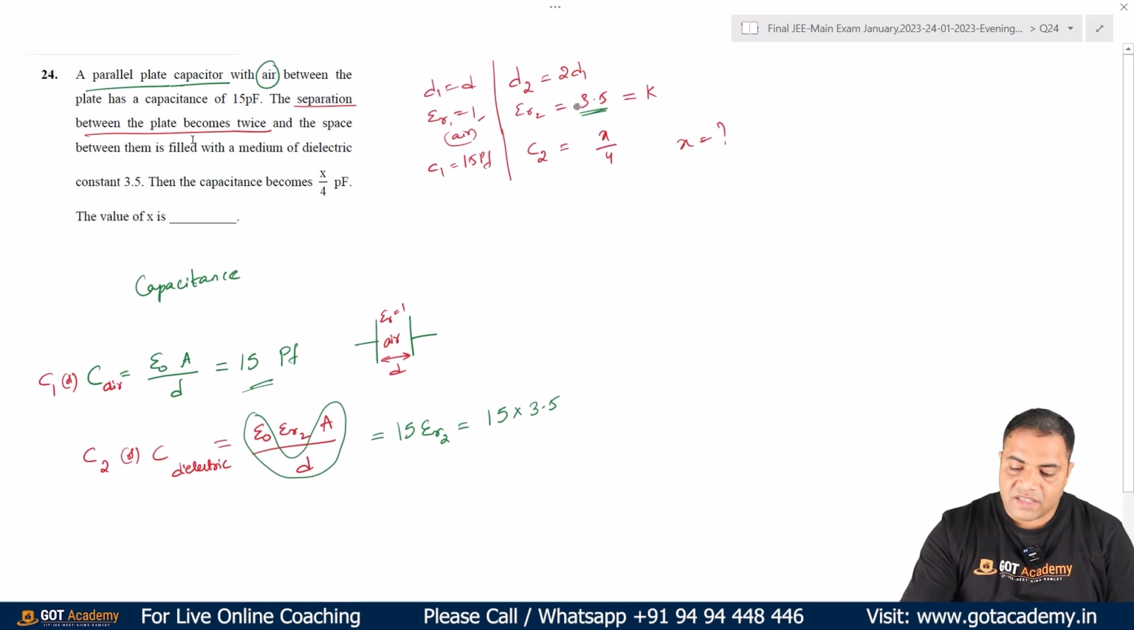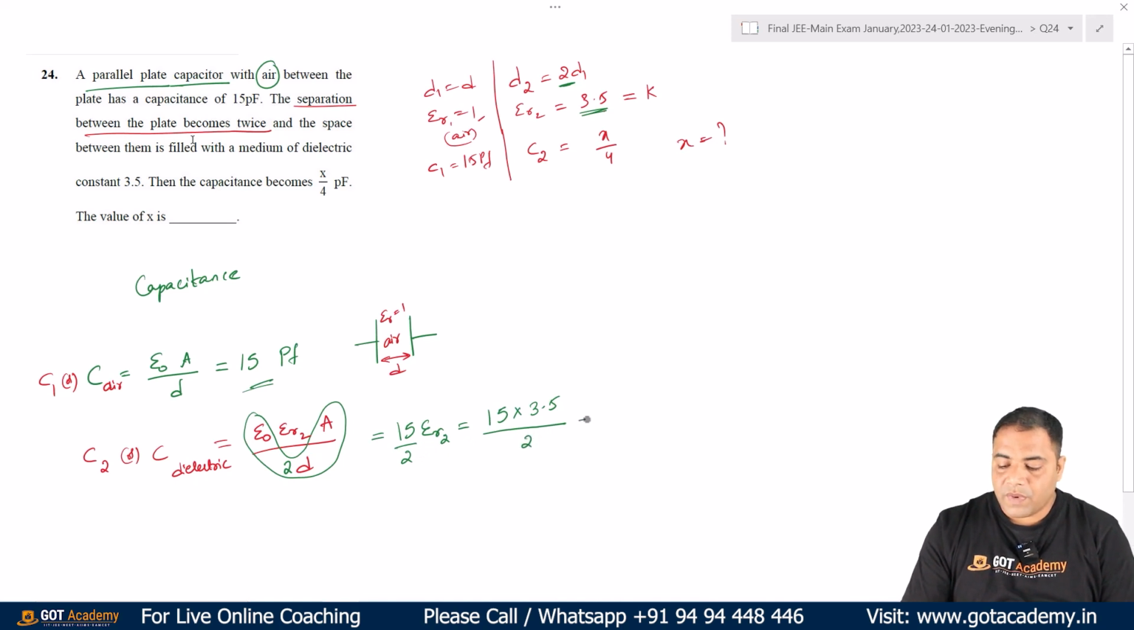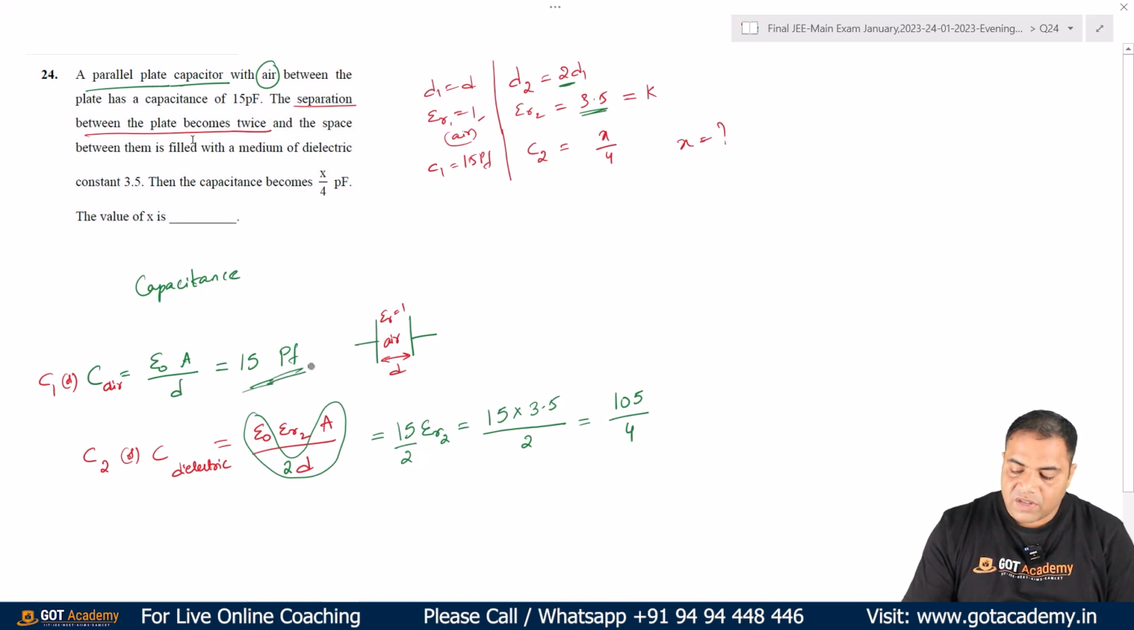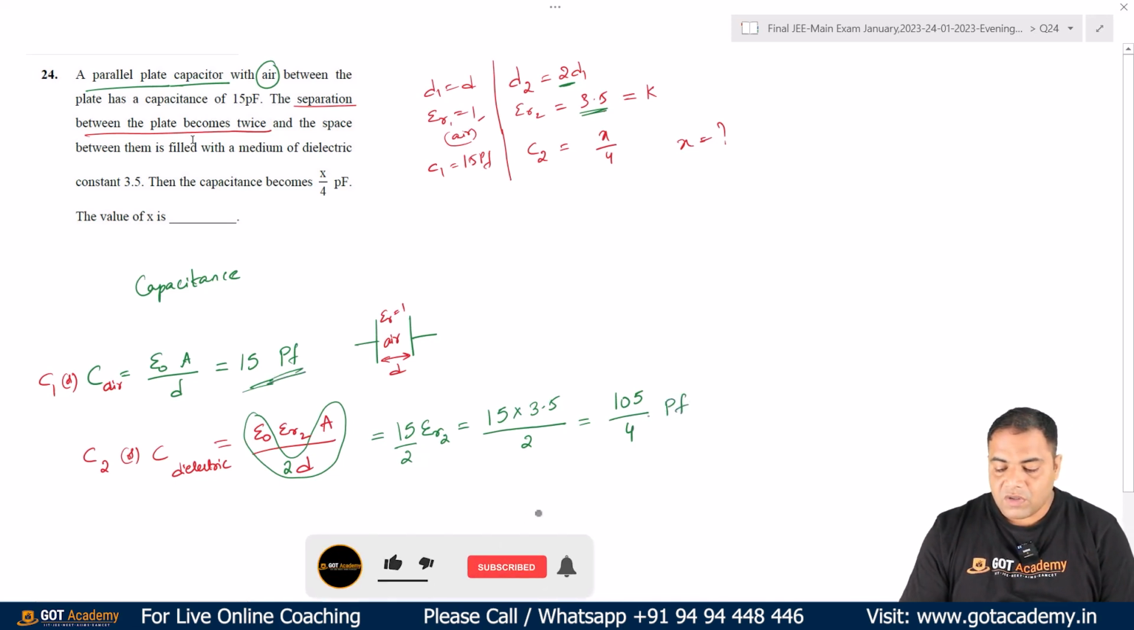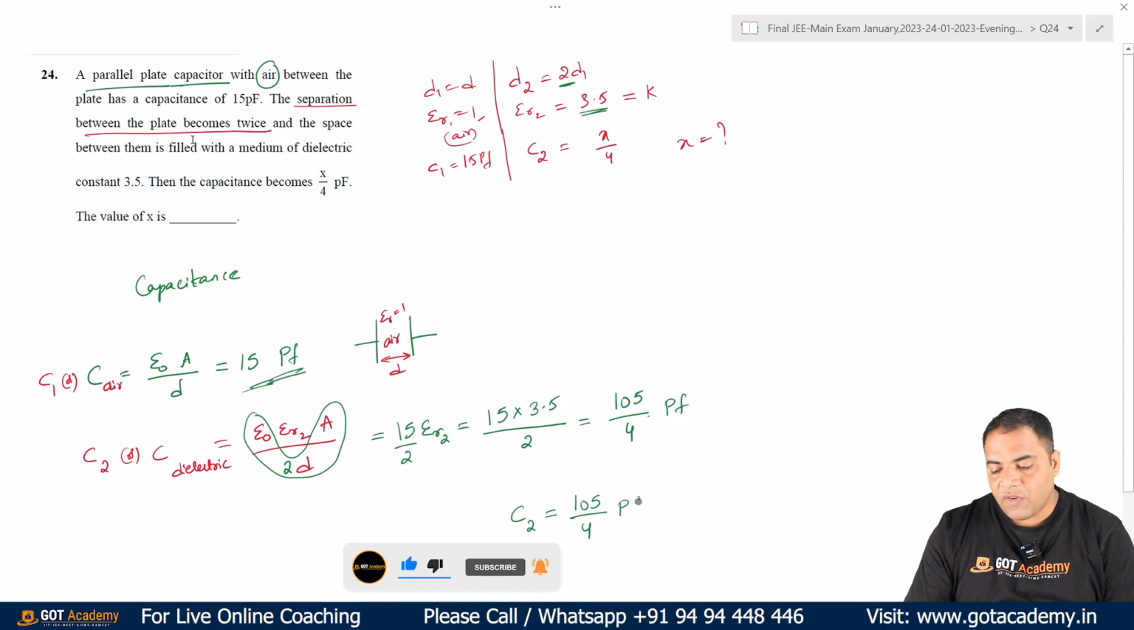And one more thing here is that the distance is given as doubled. So we have to take this as 2 times D, so by 2 here. Perform everything: 15 into 3.5 by 2. You will get it as 105 by 4. Observe what the units are. Here the unit is picofarad, so here also it must be in picofarad. So in the dielectric medium, the capacitance is equal to 105 by 4 picofarad.